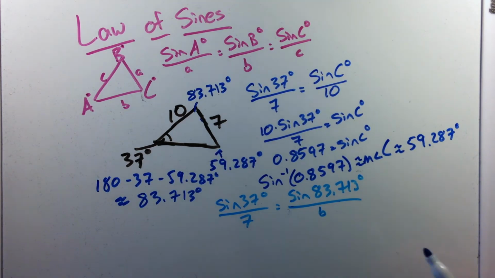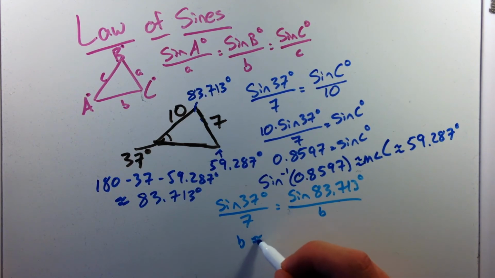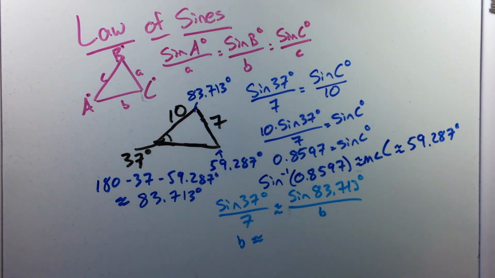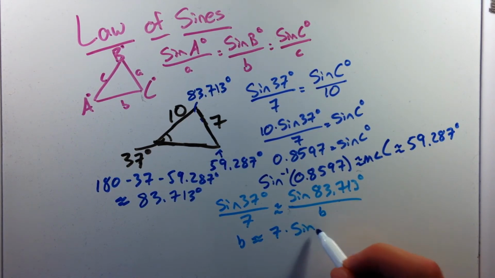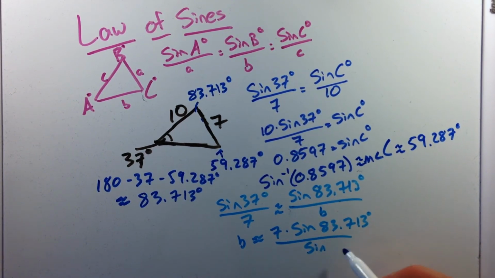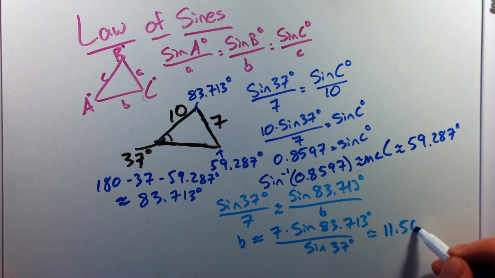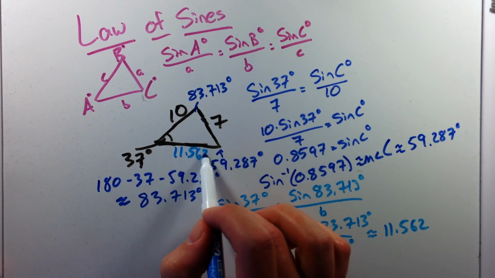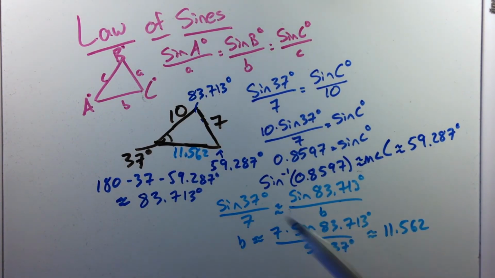And so you can cross multiply and then divide by the sine of 37, and you're left with b equaling, now again, this of course has to be an approximation, because this is a rounded answer. That's just technical, and most teachers will not care about that aspect. And so we have 7 times the sine of 83.713 degrees over the sine of 37 degrees. This comes out to be approximately, with rounding, 11.562, and that's going to be the length of that side of the triangle.